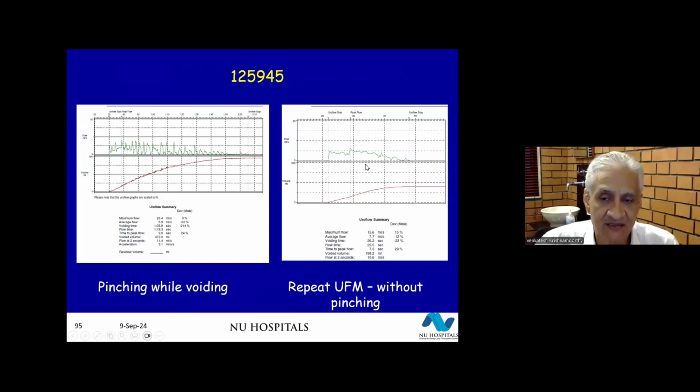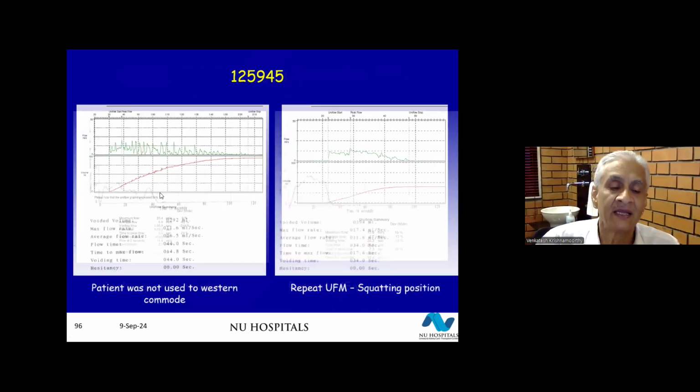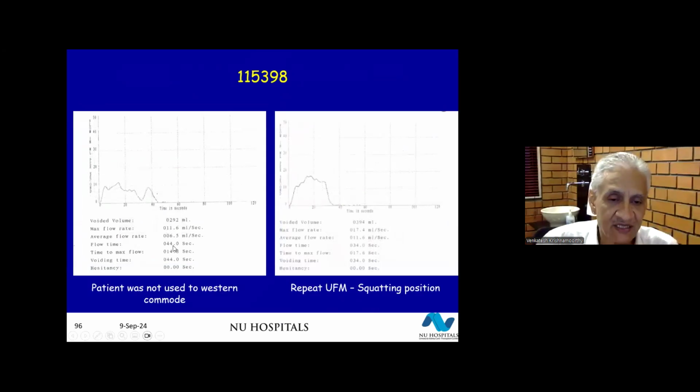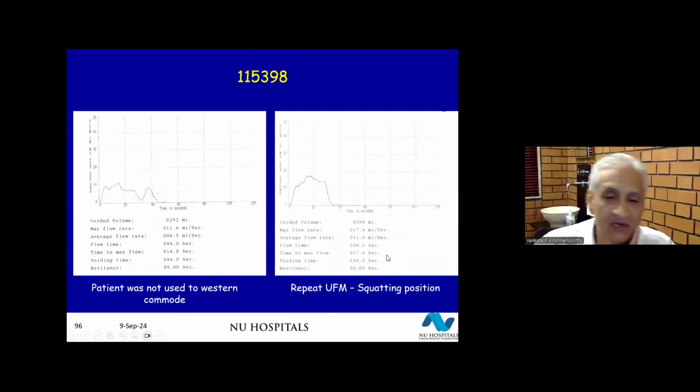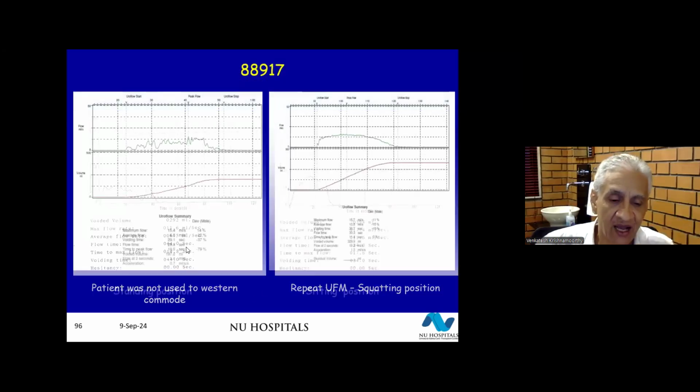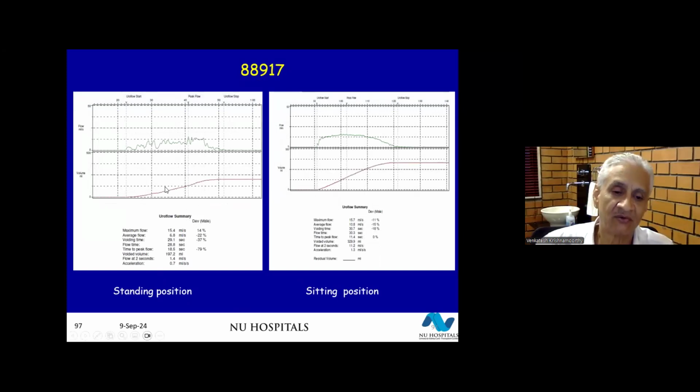Let us see. And then this is, again, this patient said, this is not my usual. He was not used to sitting and passing urine in a Western commode. So we asked him his normal voiding, and that was in the squatting position. So we asked him to do that, and his flow pattern changes. So the patient has to, when we say in relaxed atmosphere, privacy, in the manner that he or she is used to passing. Again, this patient was not used to passing urine standing. So we asked them to repeat, and the flow changes.